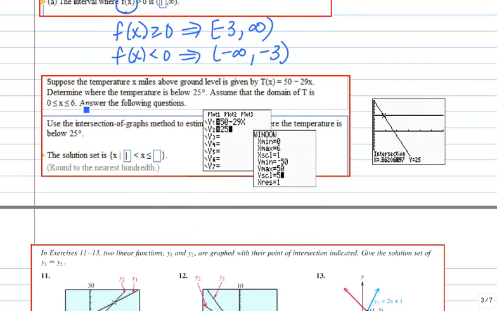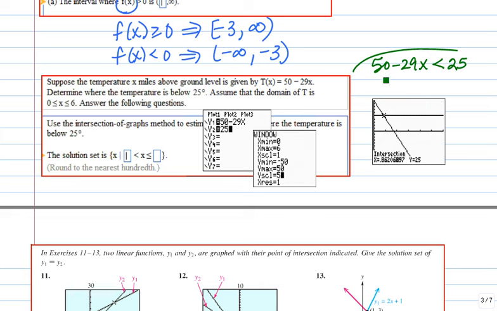The next problem here: suppose the temperature x miles above the ground is given by this formula T of x equals 50 minus 29x. Determine where the temperature is below 25. Assume the domain of T is between 0 and 6. Answer the following questions. Well, we want to use the intersection of graphs method to estimate where the temperature is below 25. So what we're really trying to do in this problem is find where 50 minus 29x is less than 25.